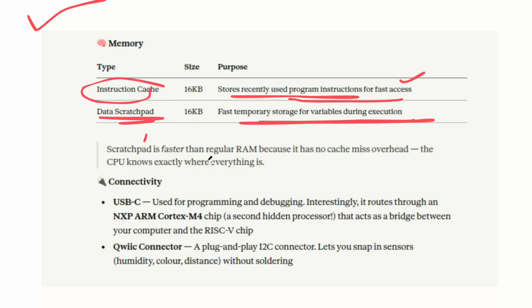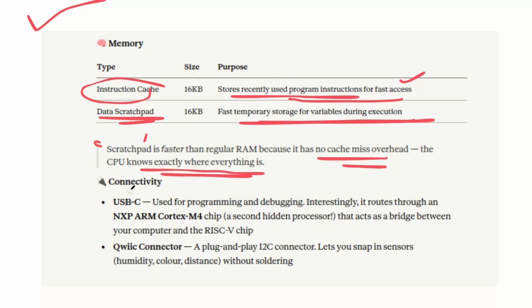So scratch pad is faster than the regular RAM because it has no cache miss overhead. The CPU knows exactly where everything is, so it is faster than the regular RAM, and there is no cache miss overhead in the data scratch pad.